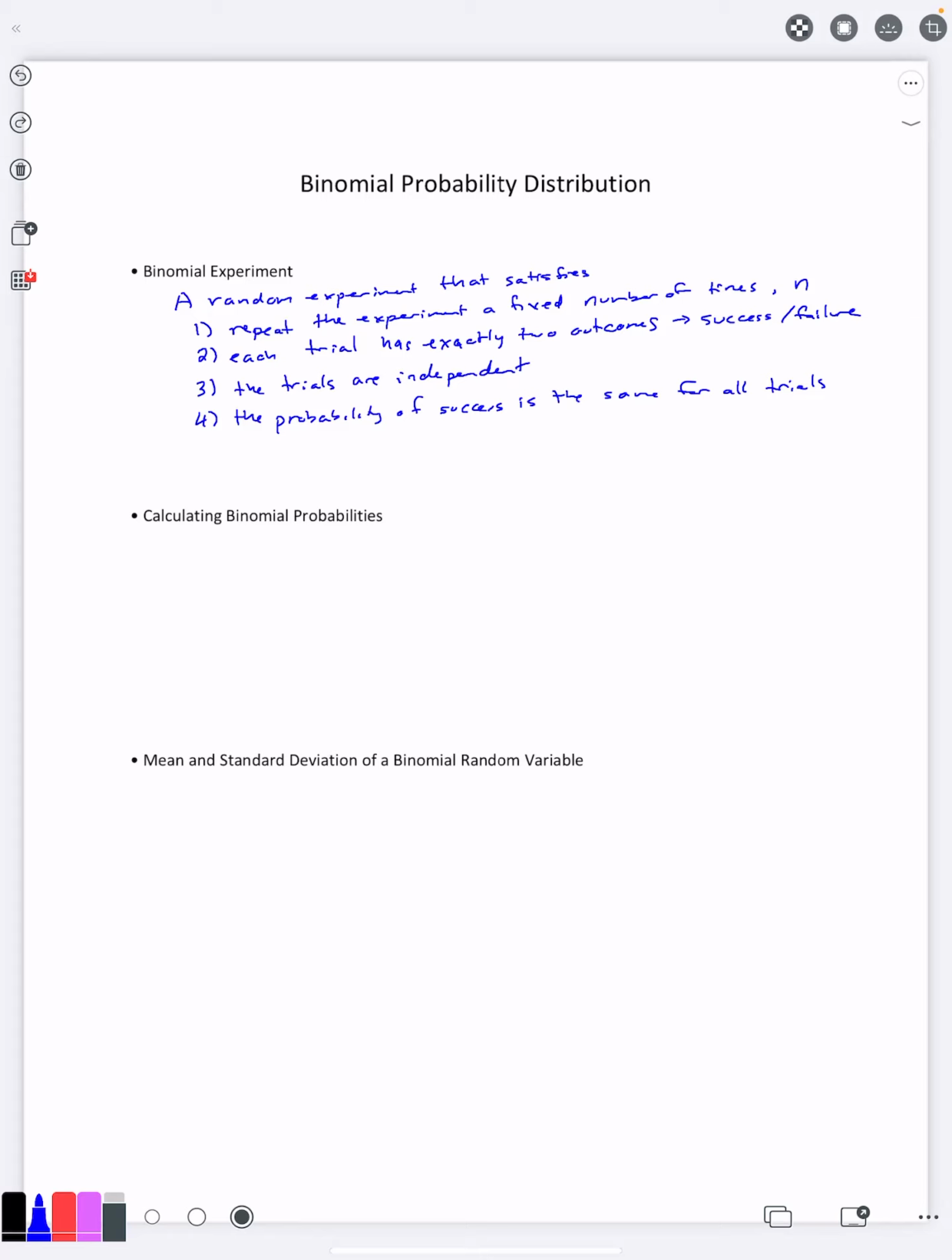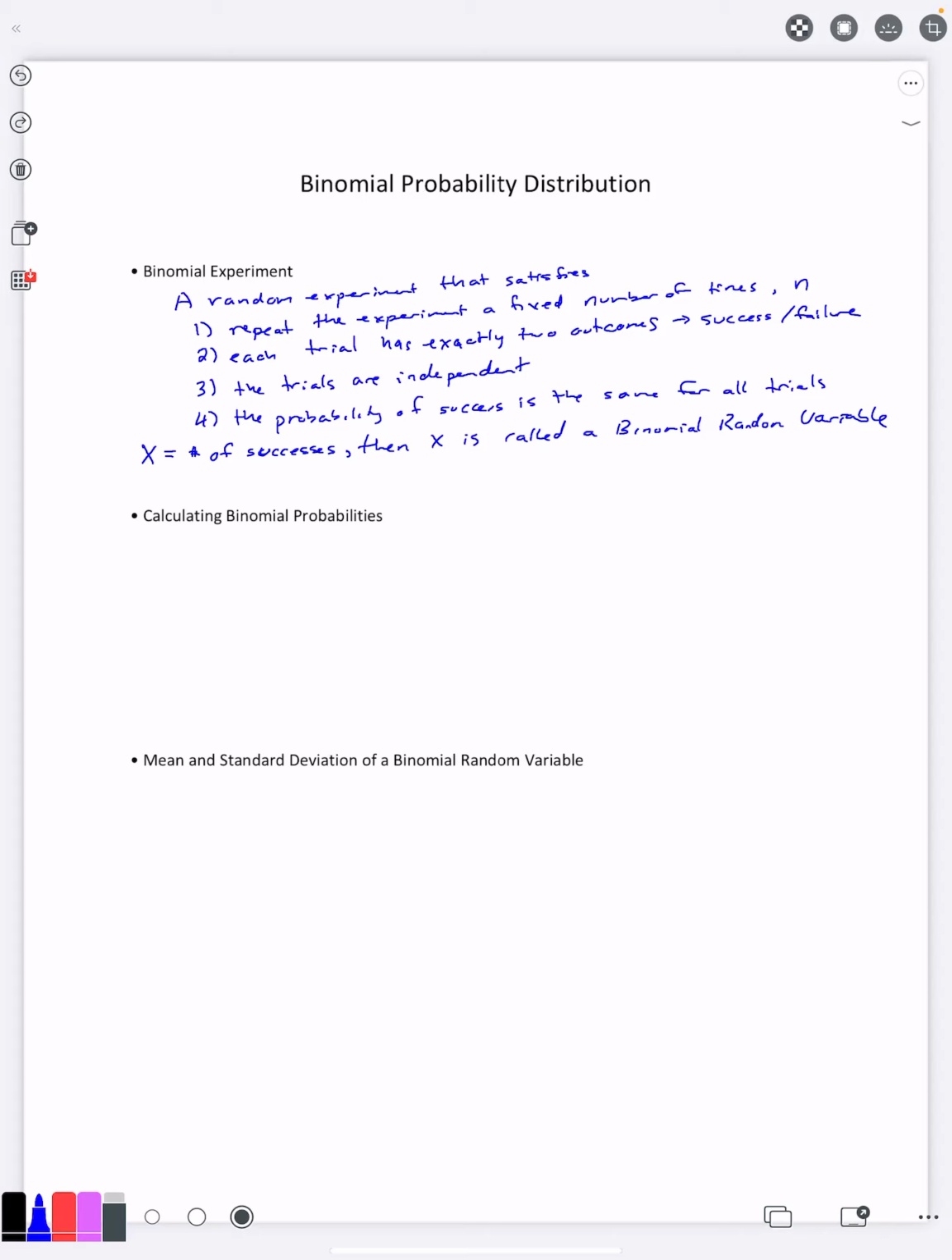And if you satisfy all 4 of those conditions, and your variable x is the number of successes, then x is called a binomial random variable. And binomial random variables end up popping up quite often in a lot of different scenarios.